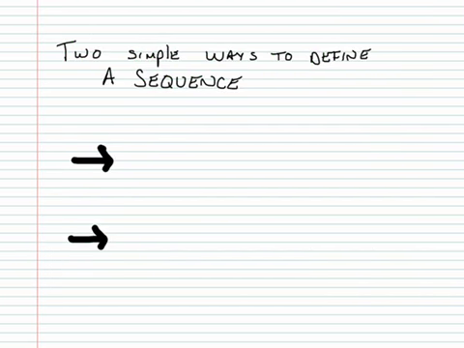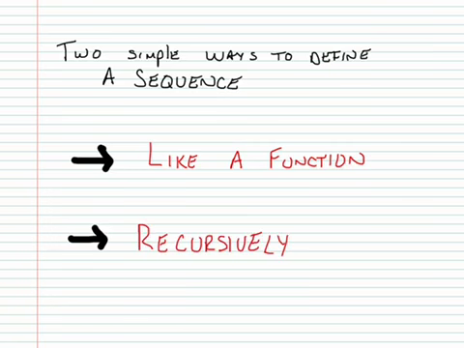There are two simple ways to define a sequence. One, which we've already seen, would be to define it like a function. The other way that we could define a sequence would be to define it what we like to call recursively, where each term is defined by the term before it, or several terms before it.